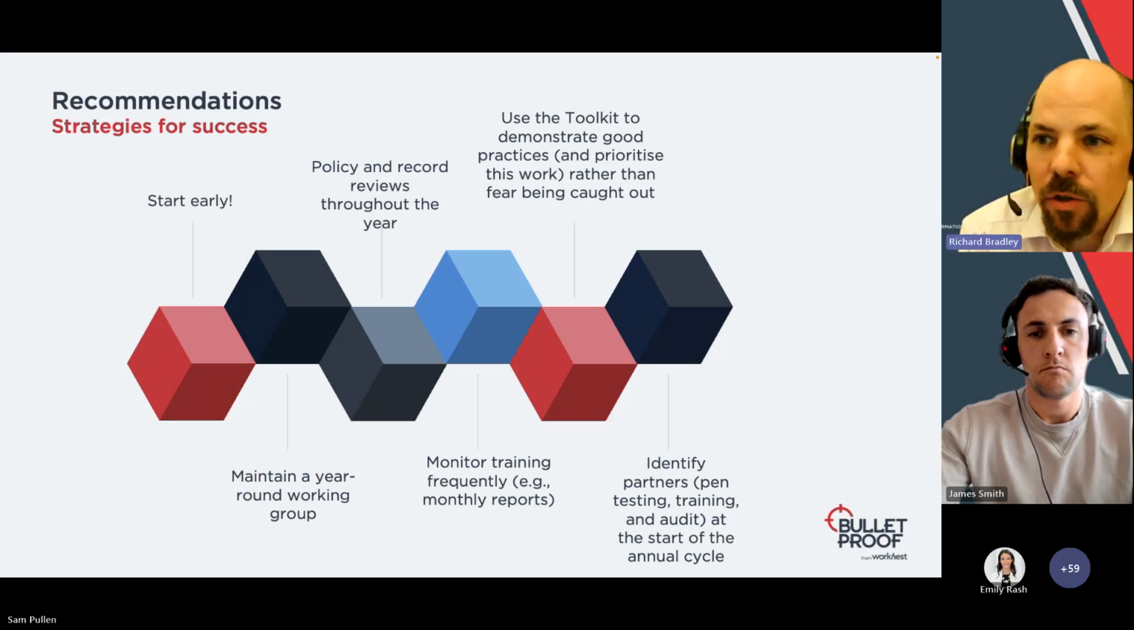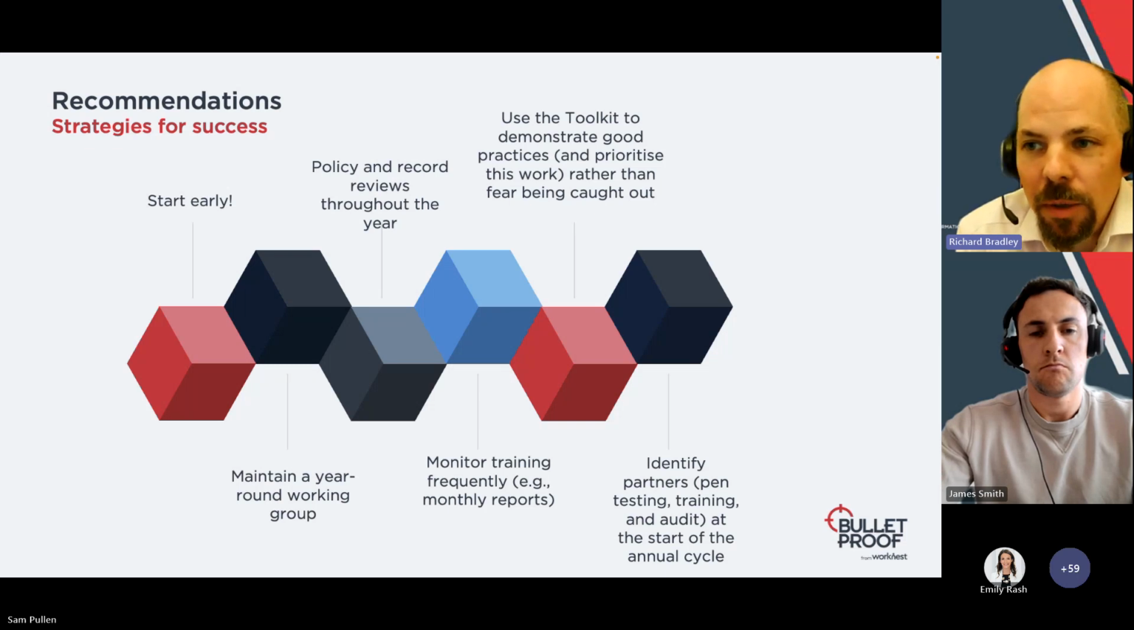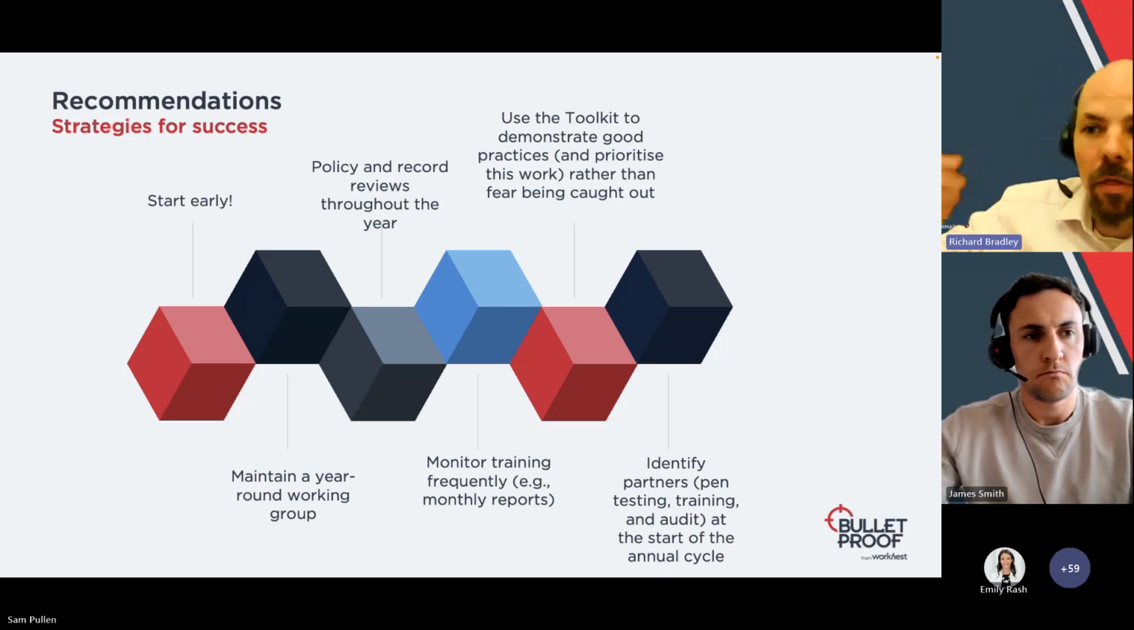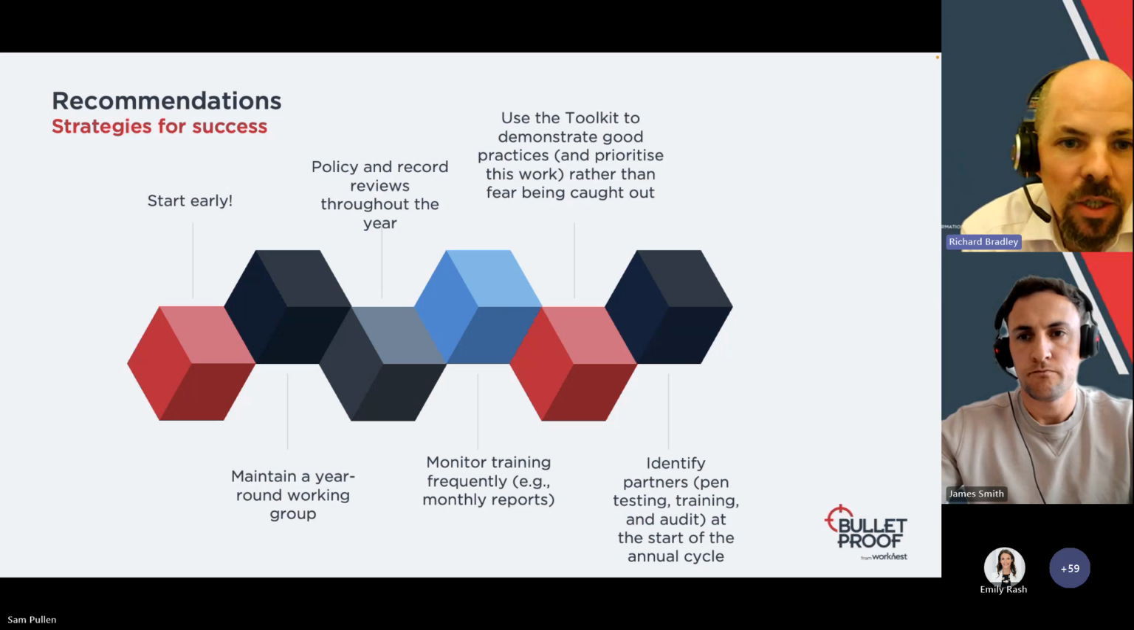Policy and record reviews throughout the year. These do not have to wait for when the standards are set around September. You can review these at any time, and I would encourage people to have these scheduled month by month, so you're working on a different one each month rather than an all-in-one process.